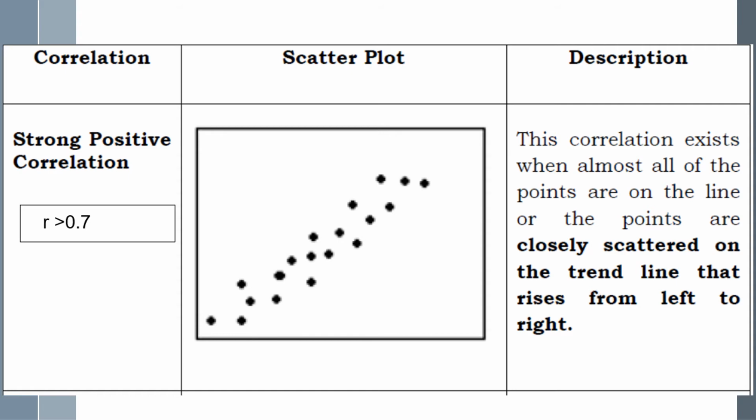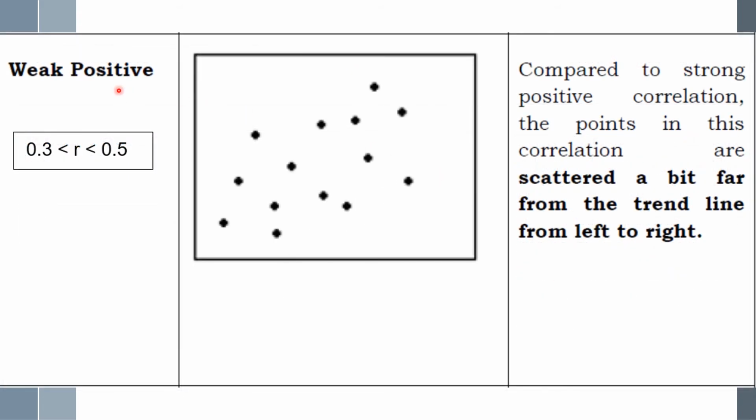So take a look at the second one. Weak positive. It goes up from left to right, but it is somewhat scattered. If we compare it to the previous one, it is more scattered than the previous one. That is why it is a weak positive. We have here a weak positive correlation.